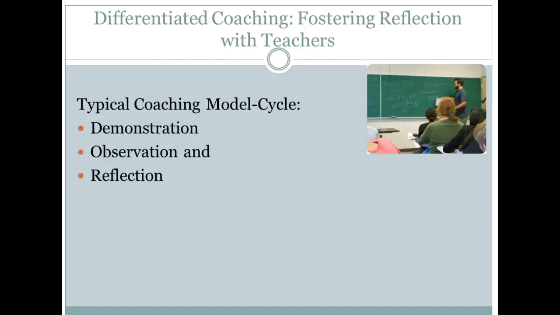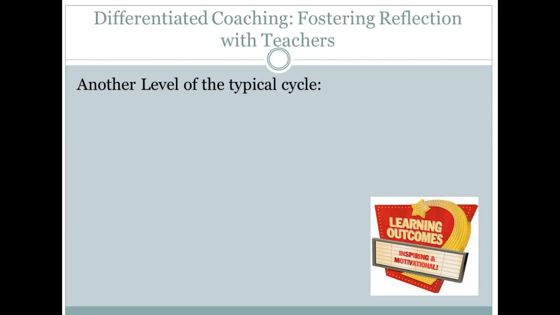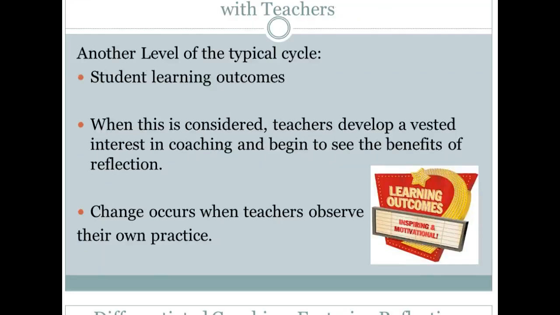So the typical coaching model cycle is to demonstrate, observe, and reflect. And when you demonstrate, the coach and the teacher can even alternate between teaching and observing. Together, the coach and the teacher participate and determine how teaching decisions influence students. So another level of the typical cycle is looking at the student learning outcomes, and when this is considered, teachers develop a vested interest in coaching. I already mentioned this. Change occurs when the teachers observe their own practice.